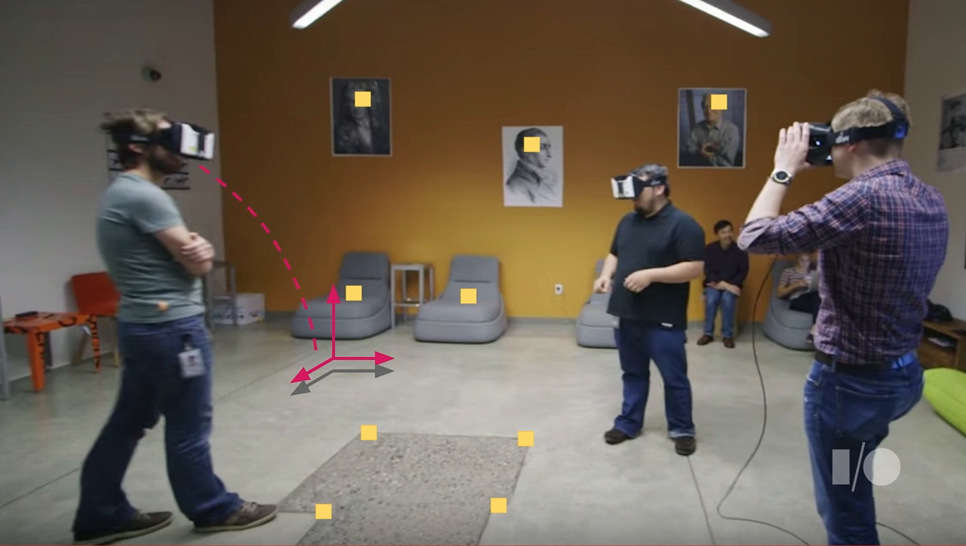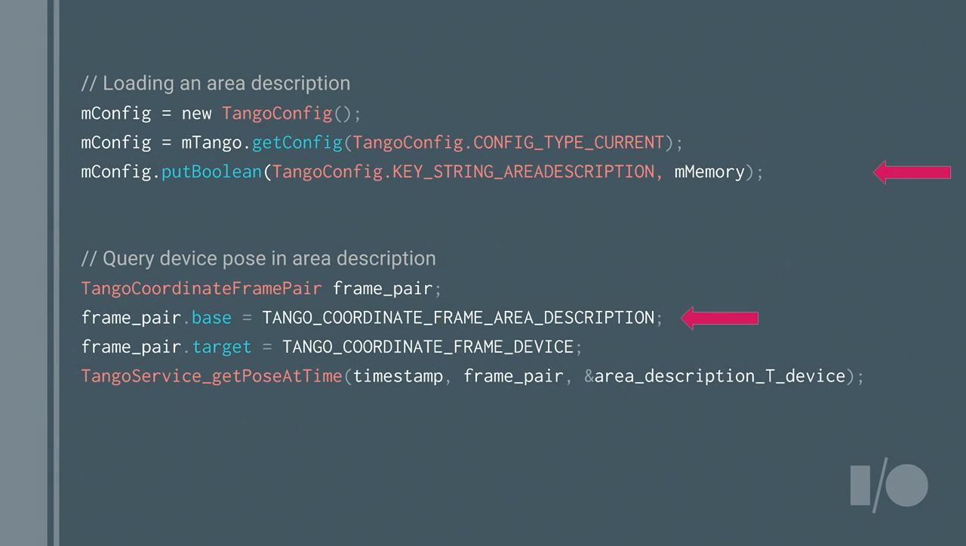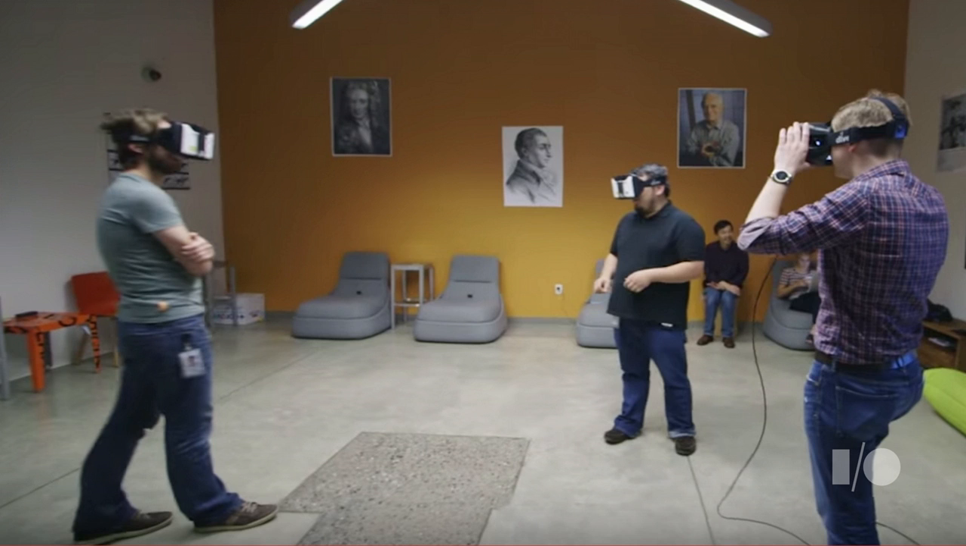So every single device in your multiplayer game can directly ask Tango, where am I relative to this memory? And if you have multiple devices using the same memory, they will all get their reference relative to that same reference frame. And this is how you run that in Tango code. You just tell Tango, please use this memory, and then you start asking Tango, where are you relative to this memory? So the code all looks pretty simple.